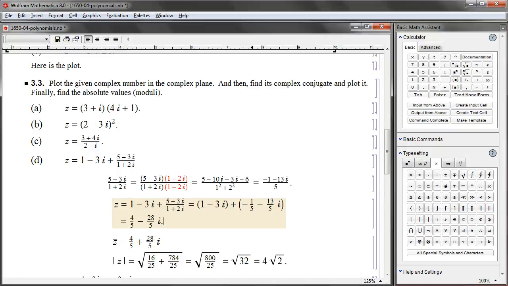So we can plot it: 4/5, comma, negative 28 over 5. You can plot it in any graph paper. If you want the complex conjugate, here it is. Change the sign. If you want the modulus, a little bit tedious, but here it is. a squared plus b squared, and then, well, we have to do that inside a square root.